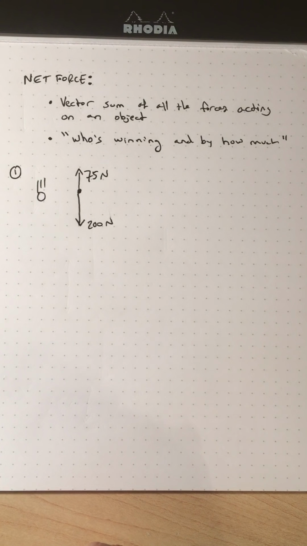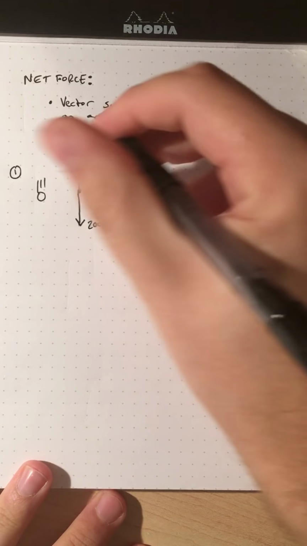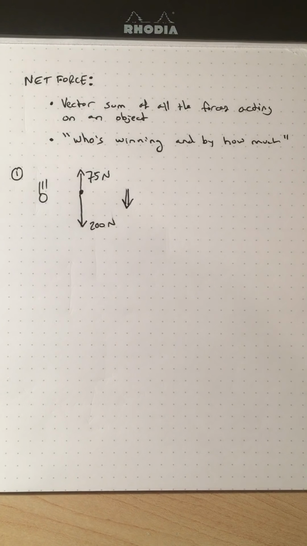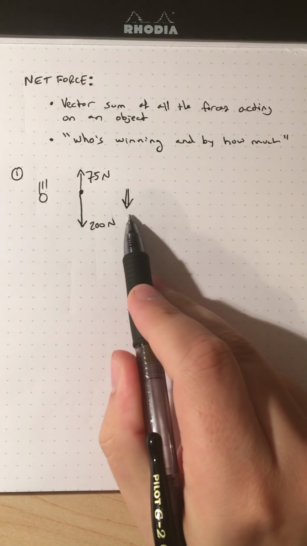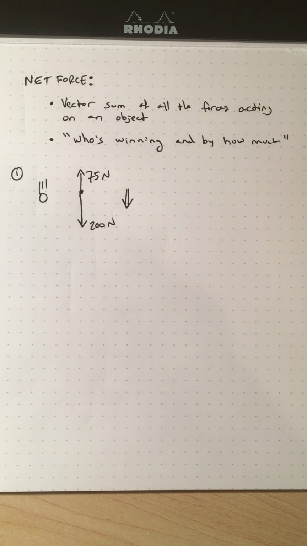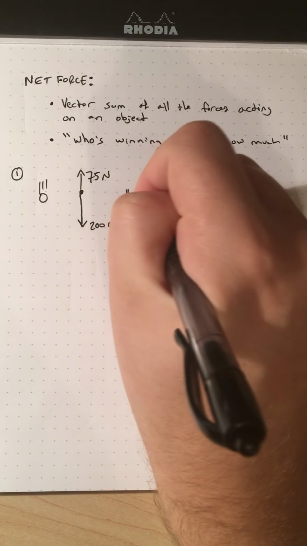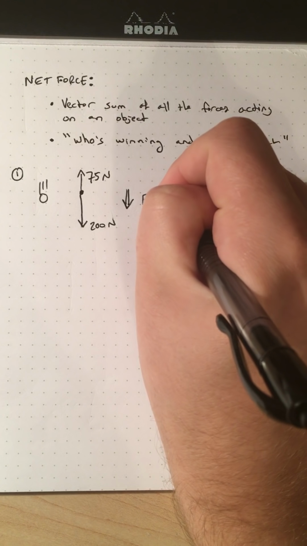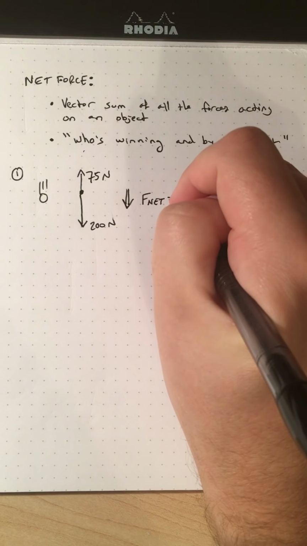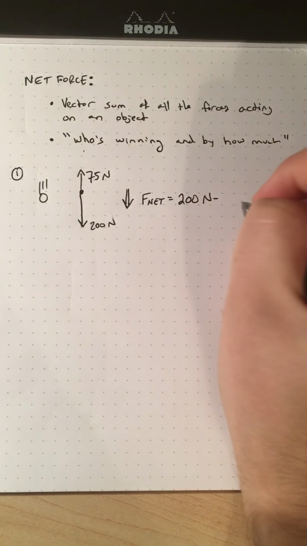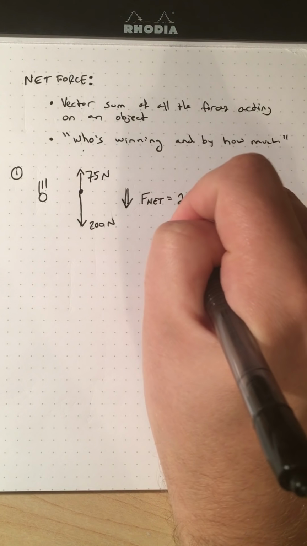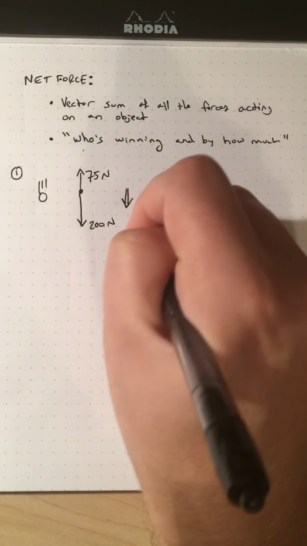Let's think about this. Well, who's winning? It looks to me like the downward force is winning. So I'm going to draw my net force vector pointing down. I always draw net force with a double arrow to separate it from regular forces, which are single arrows. So this is the net force vector. And how big is it? Well, it's who's winning and by how much. So down is winning, but how much is it winning by? It's probably winning by 200 minus 75. So I would say that my net force is 125 newtons.